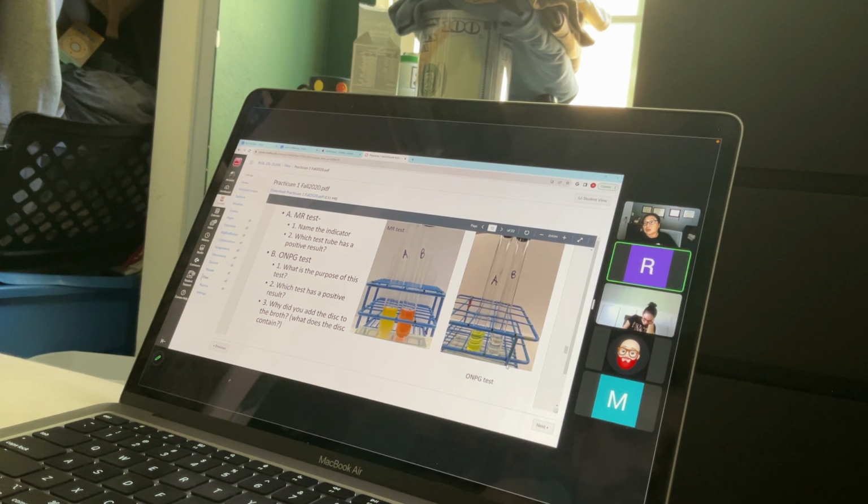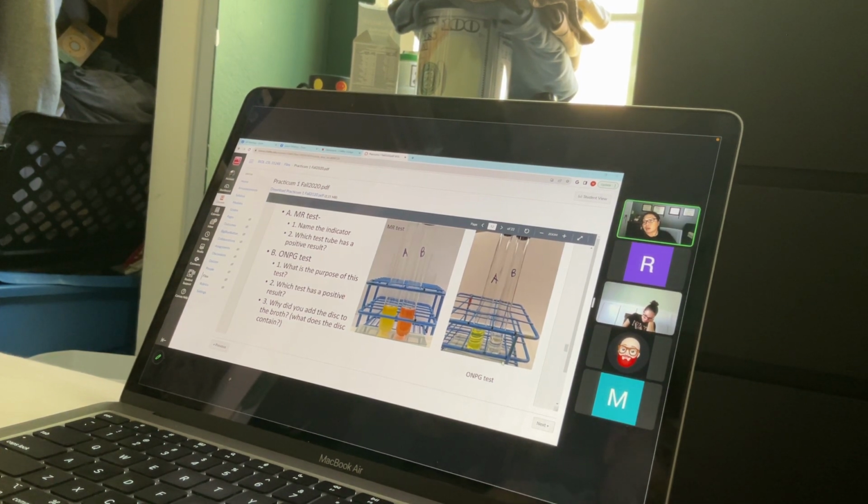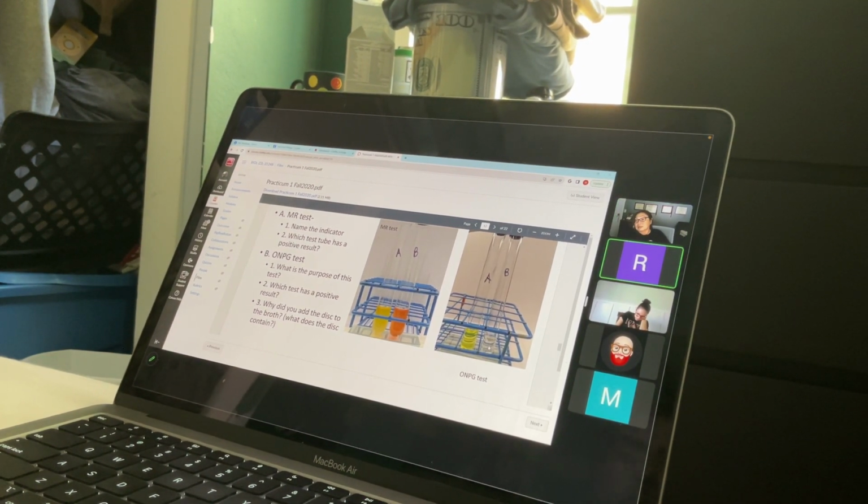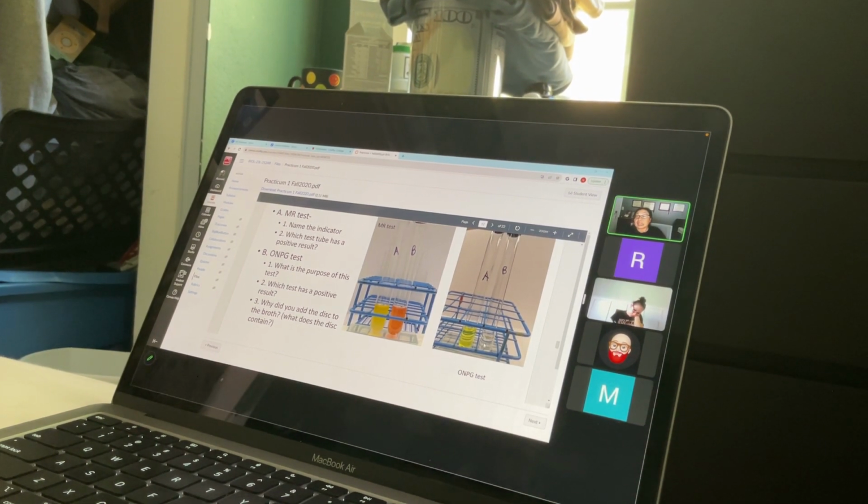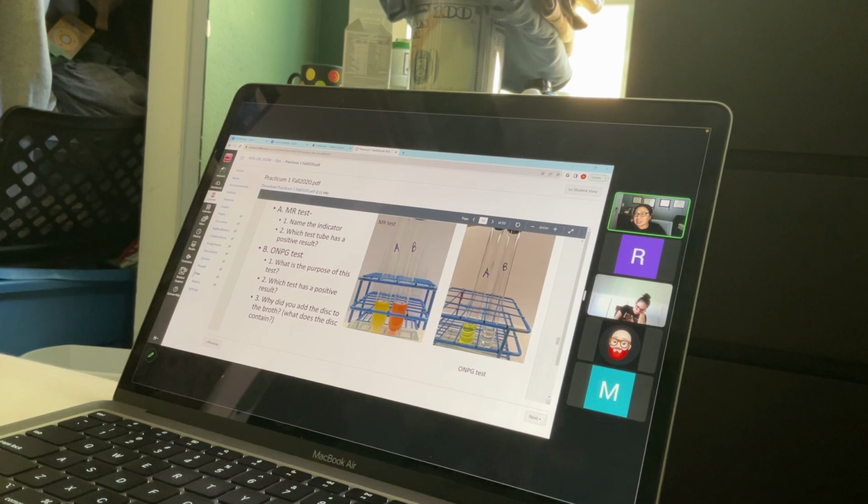Okay. So if you don't add the disc, both of your tubes are going to look like this, clear, like growth, and that's it. So the reason why we add the disc is because it's an indicator? Yeah. It contains the indicator. I think it says in the package.